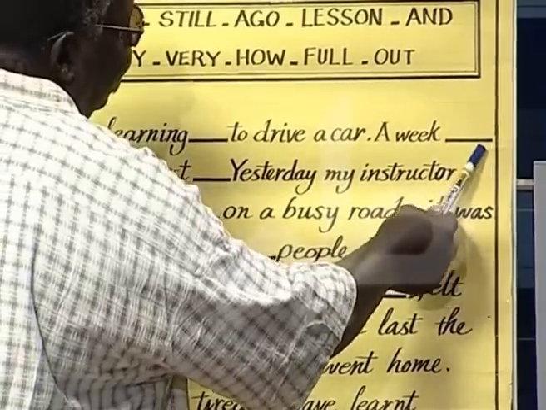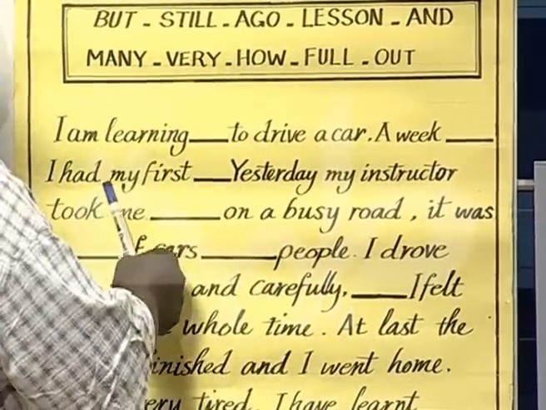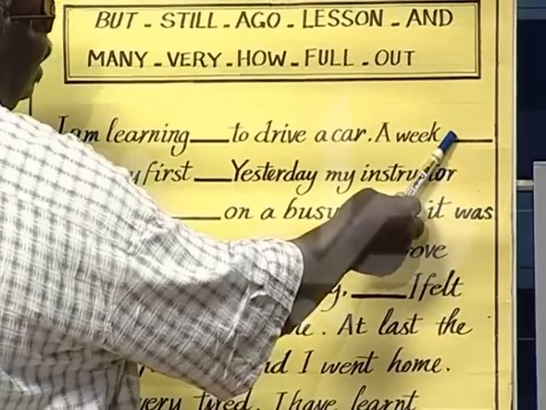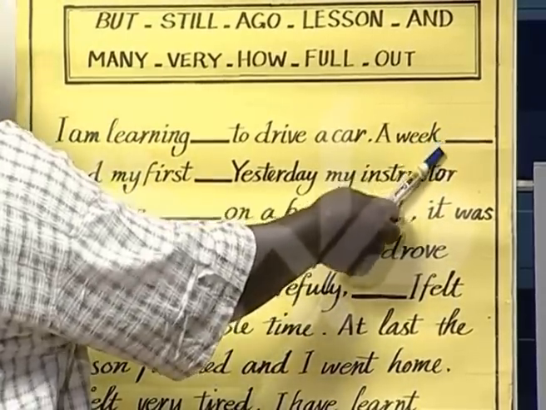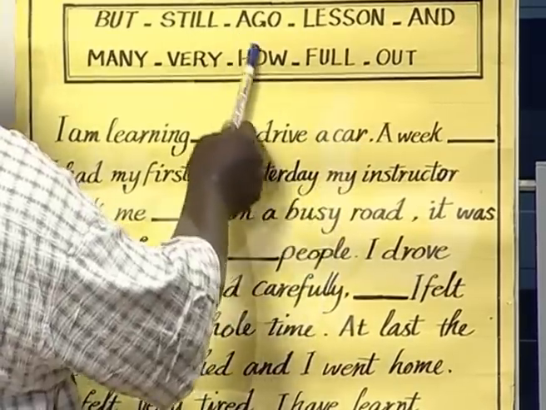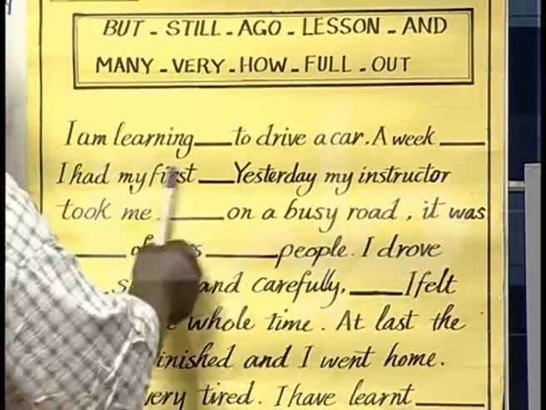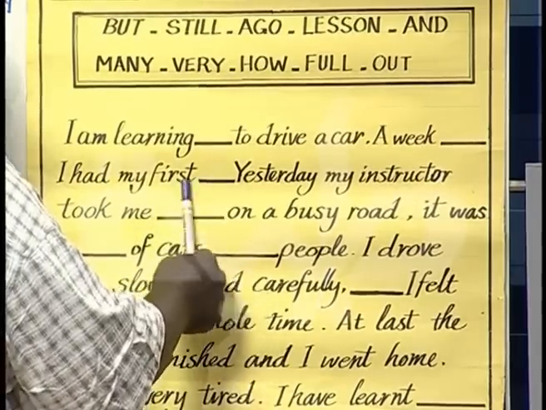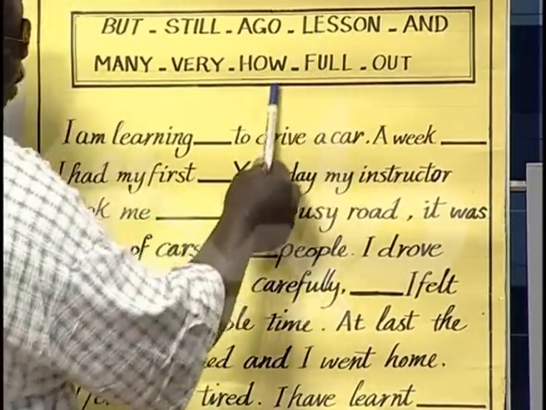A week, yes. Here, this is an adverb of time for the past simple tense. It's going to be a week what? I'm sure you can tell it. A week ago, أسبوع مضى. A week ago. I had my first, yes. My first what? First lesson, yes.